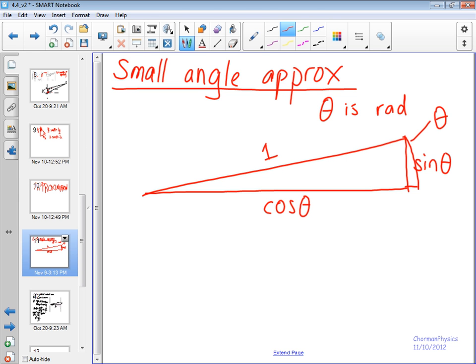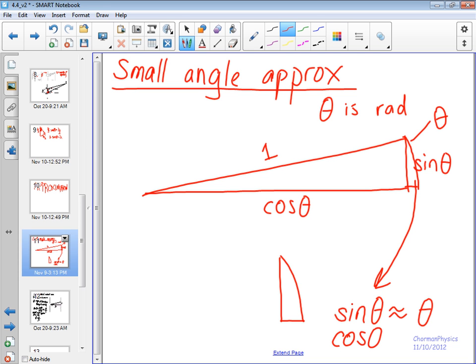Now if you have a really small angle theta, look at this. That little arc length right there is really close to this side of the triangle. So sine of theta, when theta is in radians, is approximately equal to theta. And cosine theta is approximately equal to 1. It gets closer and closer there. Plug in some values of really small angles in radians, and you'll see sine of theta pretty much is equal to theta. So this is a big thing.